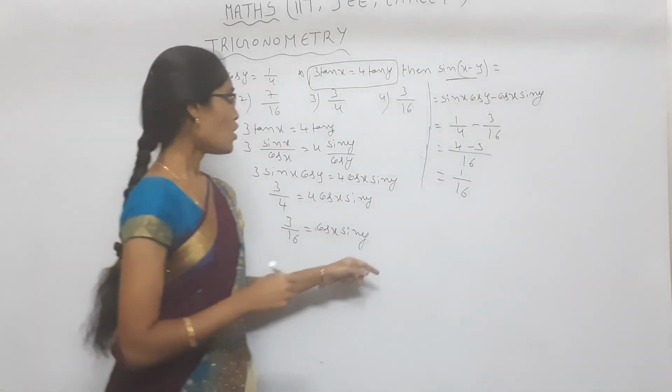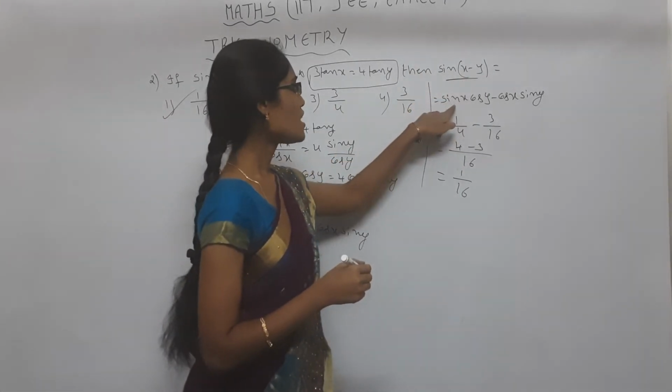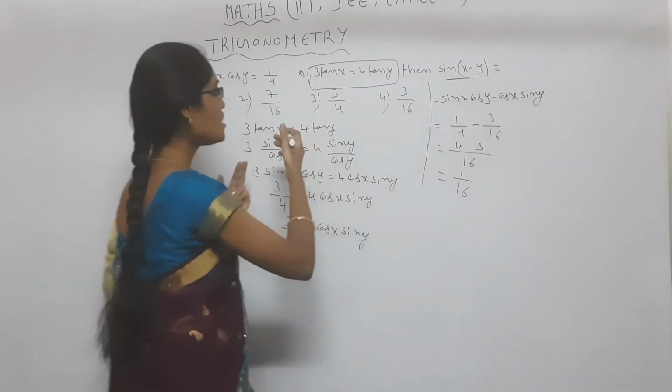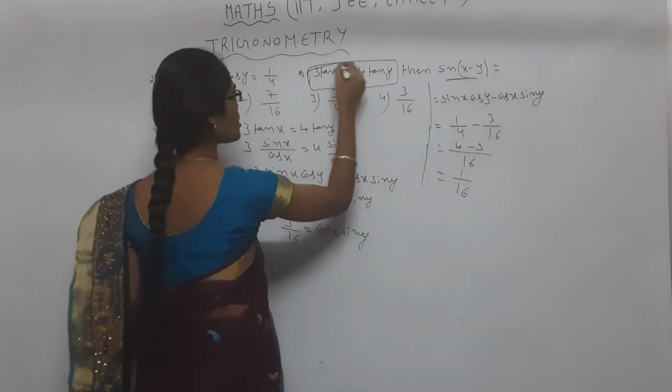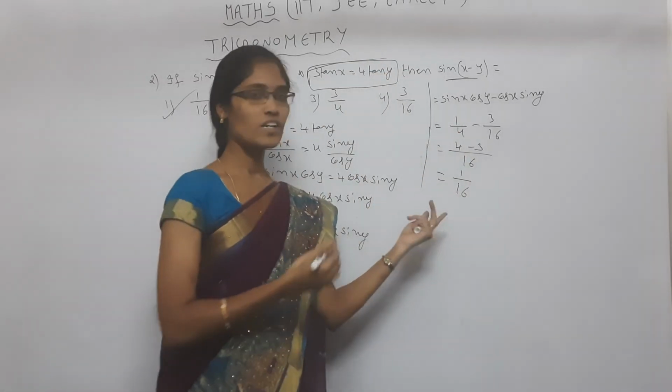So what you have to use is the formula: sin of a minus b is equal to sin a cos b minus cos a sin b. That is the first part in this question. For the second part, using the condition 3 tan x is equal to 4 tan y, substitute in this formula and you will get the answer.